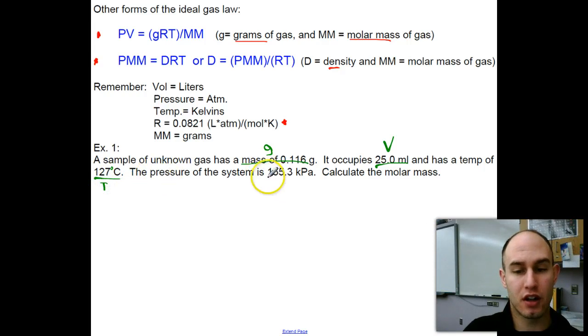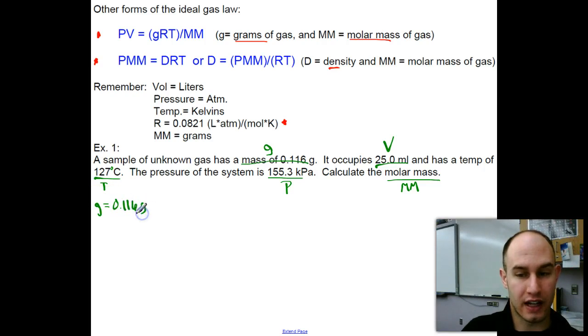The pressure, it says, is 155.3. What's the molar mass? So molar mass is represented by MM. So I'm going to list my variables here. g, or grams, is going to be 0.116 grams. It has a volume of 25 milliliters. I know all my volumes have to be in liters, so I'm going to convert that to liters.